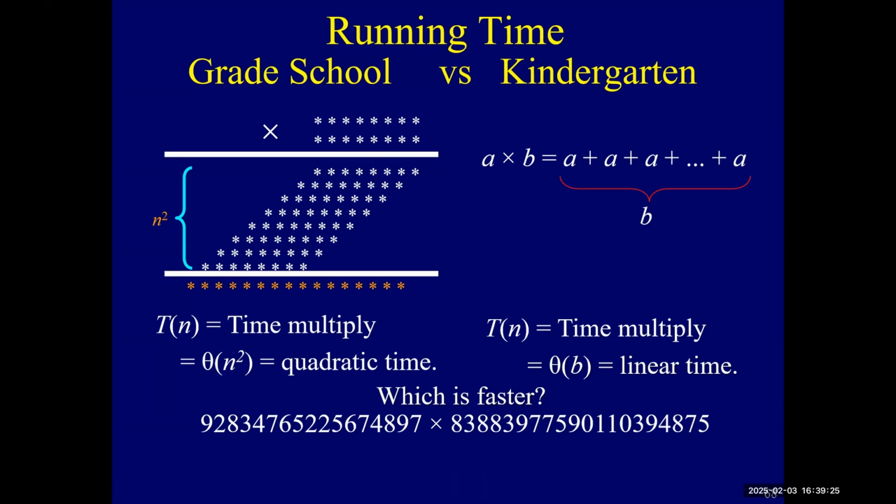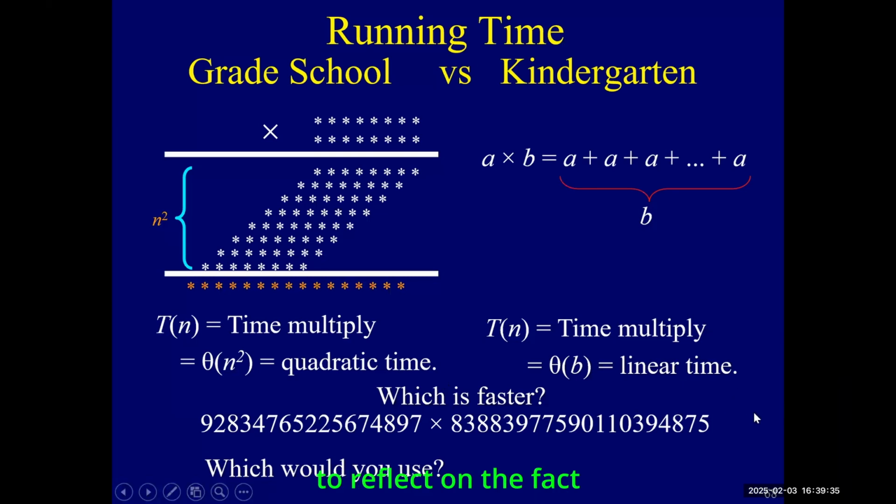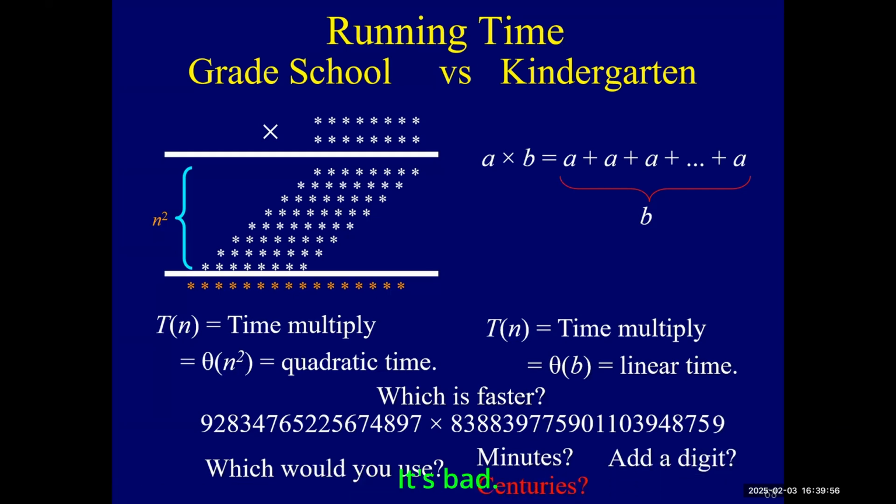Everybody see that? So this algorithm is clearly worse, and we want our time complexity to reflect the fact that it's clearly worse. Yet this one says linear and this one says quadratic. You know, he even came up with this as a better algorithm, but it's clearly not a better algorithm. So you can ask, how many minutes does this take? How many centuries does this take? It's bad.